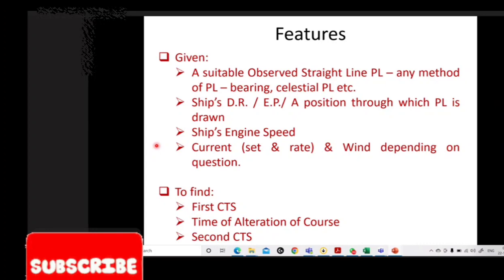Now you'll say, sir, what happens if the PL is not suitable? If the PL is not suitable and you have no option, then as a master, what would you do? You'll reduce your speed to bare minimum so that you can hold your position where you are. Correct, beta?